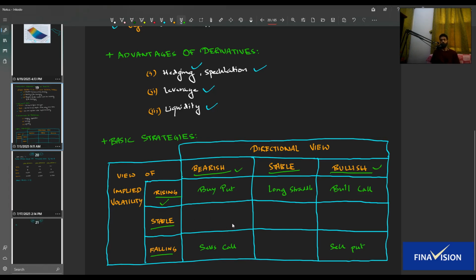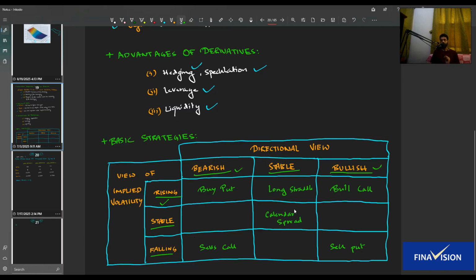Then both direction and volatility are going to remain stable. Then one can enter a calendar spread. If the stability is in the long term and volatility is in the short term, then one goes short calendar. If the stability is in the short term and volatility is in the long term, then one goes long calendar, right?